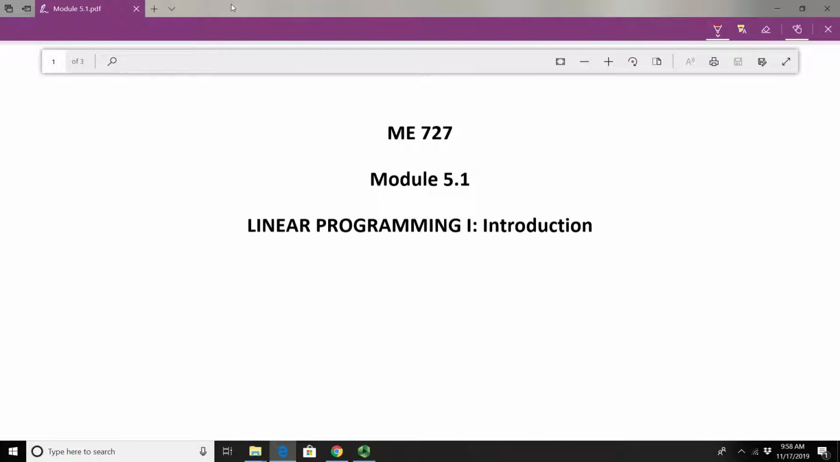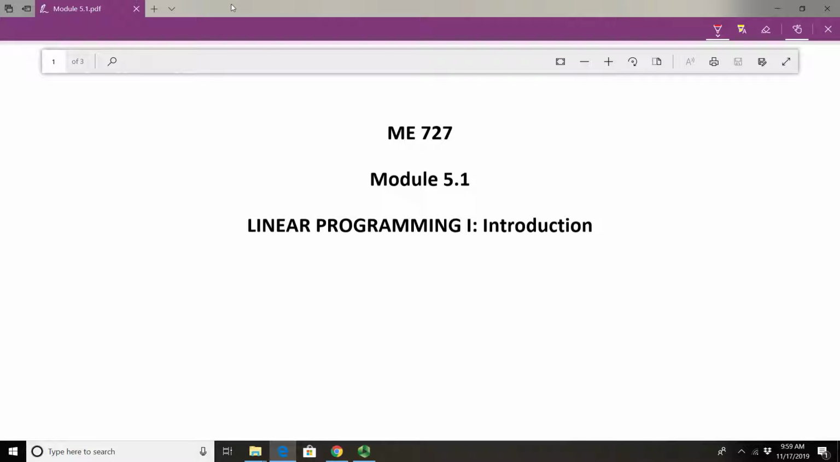So far we have been talking about classical optimization. We are now starting into numerical optimization, which is really what can be used for solving most engineering problems. We'll start with linear programming. We'll spend like 2 weeks in it.